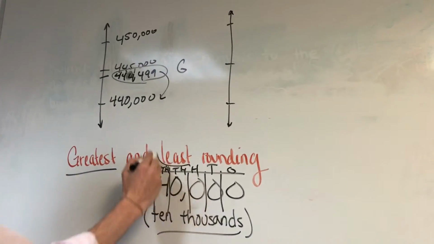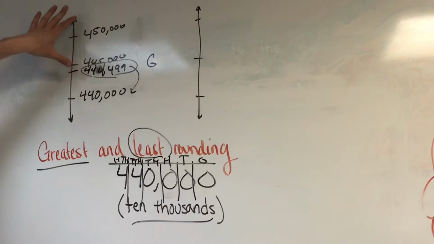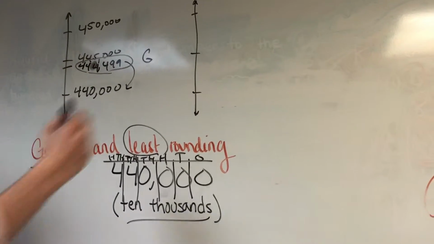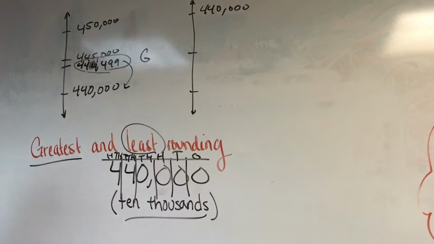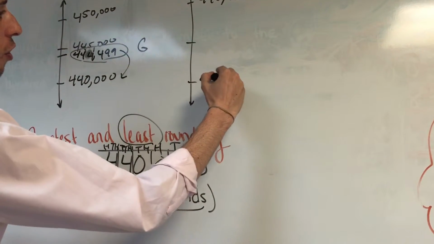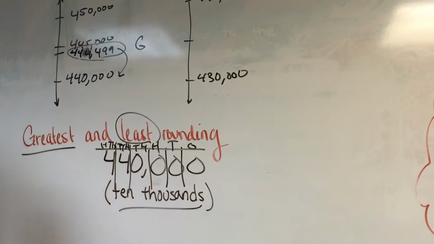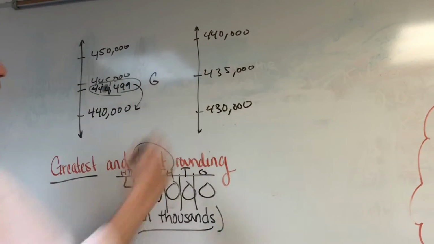Now I want to think about my least number. Now I know I can't put it in between 440 and 450 because that would be too great. So now I'm going to do 440,000 up here. I think about my 10,000 above and below. My 10,000 below is 430,000. I think about my midpoint. 435,000 is right in the middle.